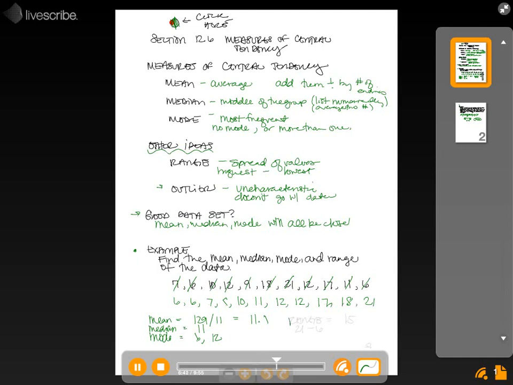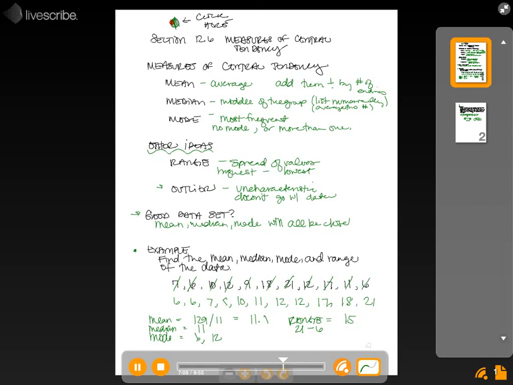That's good. The last thing we're going to find is the range, and it's the highest value minus the lowest value. So we have 21 minus 6. 21 minus 6 is 15, so the range, the spread of the numbers, is 15. That's that example. Pretty straightforward. You're just applying what you know about mean, median, mode, and range, and you just find those values.